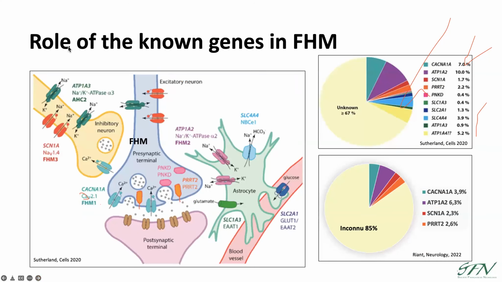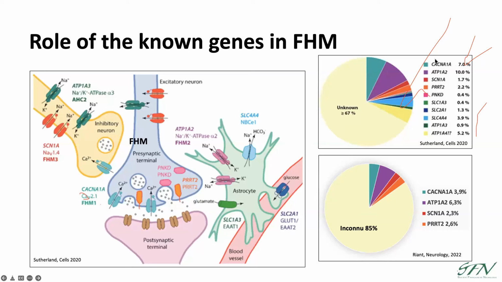What is the role of the known genes in FHM? So here in this cartoon, you have a study of 230 index cases addressed for molecular diagnosis of hemiplegic migraine. And these patients were recruited in New Zealand and in Australia. And you see that for 2/3 of the patients, despite a large molecular screening, no mutation was identified.